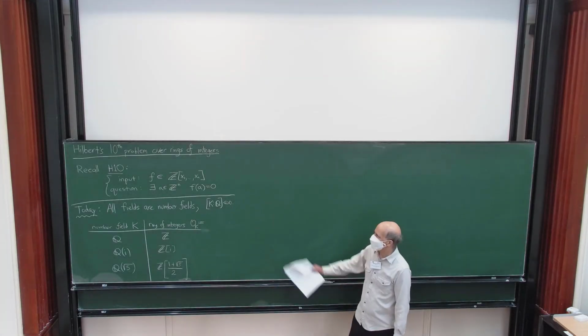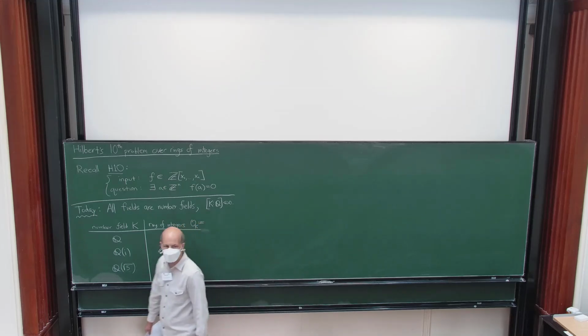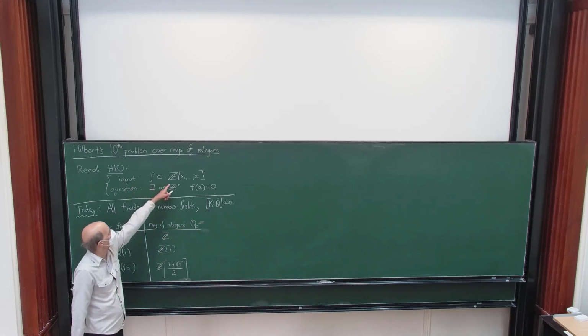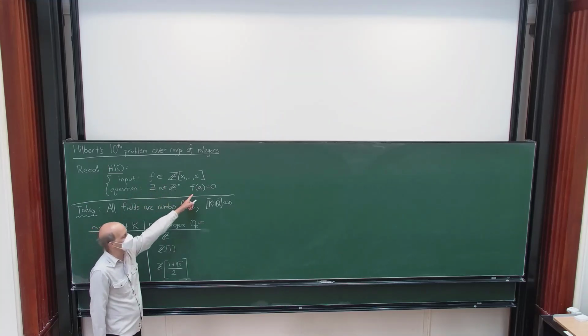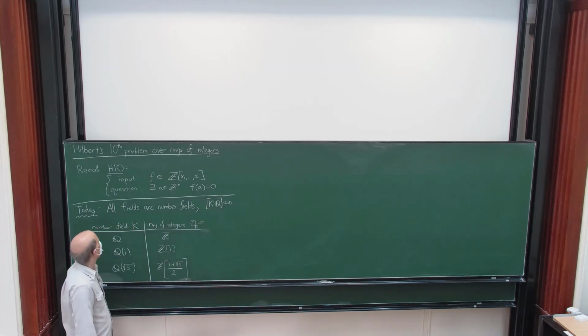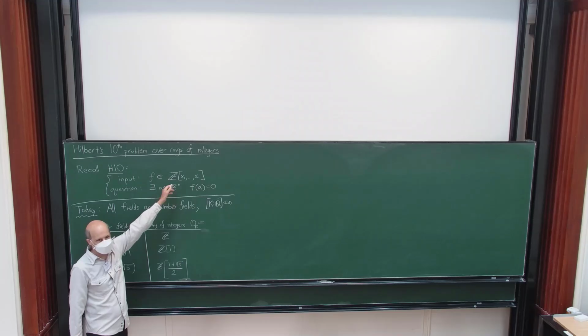So let me just recall the original Hilbert 10th problem. That was the decision problem where you have a polynomial with integer coefficients and many variables. And the task is, given an input, to decide whether there's an integer solution to the equation. But today we're going to be replacing Z by analogous rings in number fields.